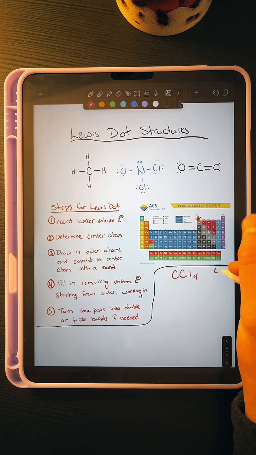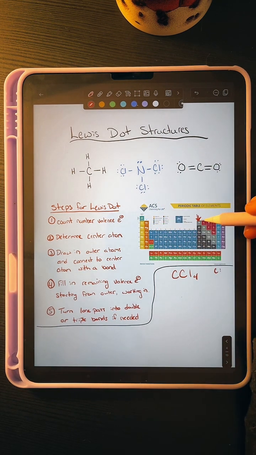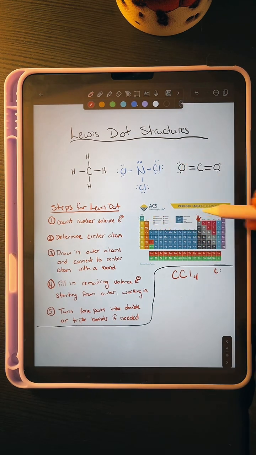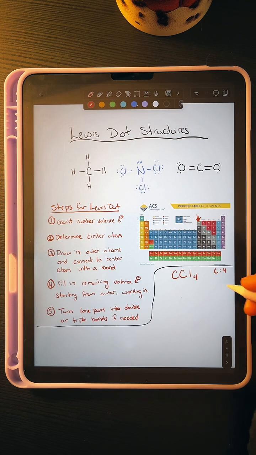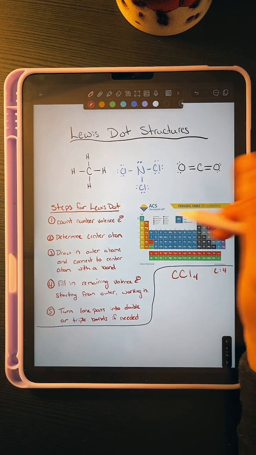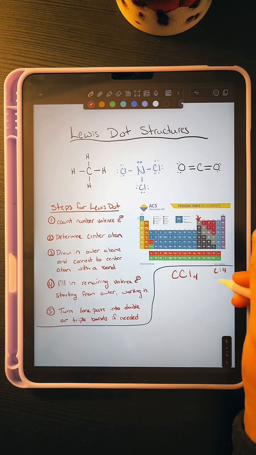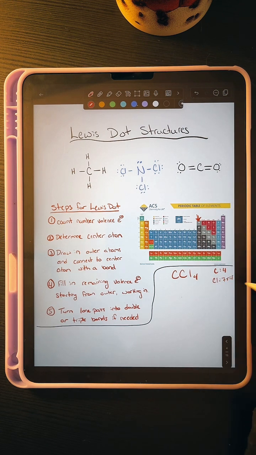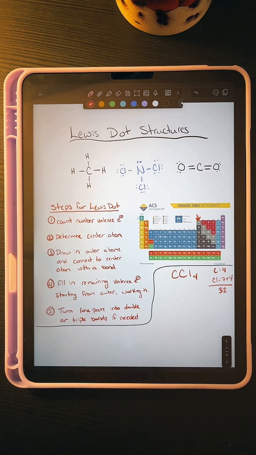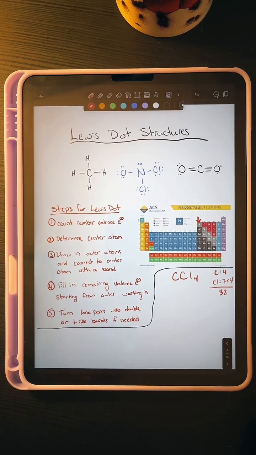Well, carbon brings 1, 2, 3, 4. I can't count tonight. So carbon brings 4 valence electrons, and chlorine brings 1, 2, 3, 4, 5, 6, 7. Chlorine is in the 7th column, so it's going to bring 7 valence electrons. But we have 4 of them, so we have to multiply that by 4. Each of those chlorines is bringing 7 valence electrons. So our total valence electron count here is 32. So we have 32 valence electrons to work with.